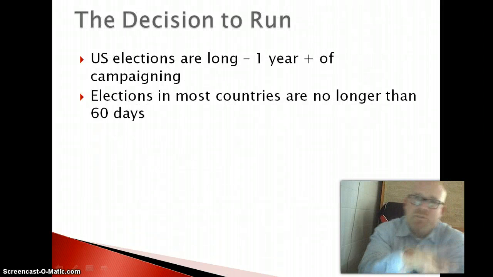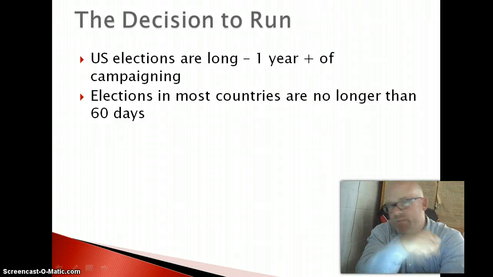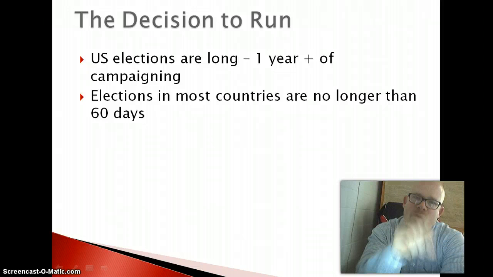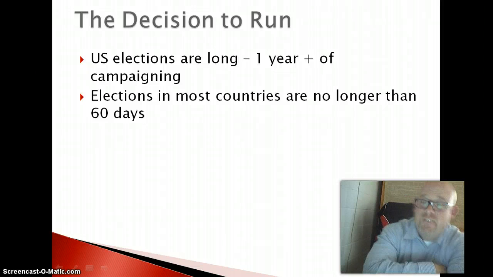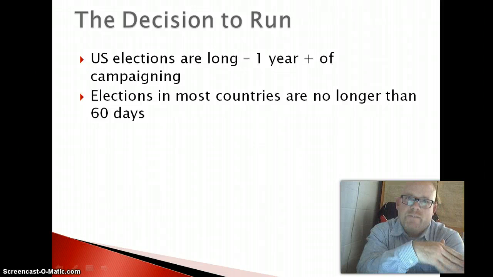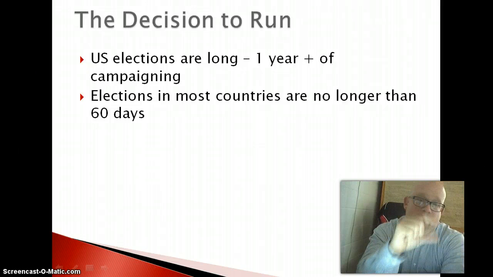One of the things that your book touches on that I want to mention here too is the fact that we have a ton of elections in the United States, and it is a grueling process. The other factor in a lot of other democracies and other countries around the world is the fact that elections only last about 60 days, in some cases 90, but in most cases 60 days or less. That's a very tight and short period of election.